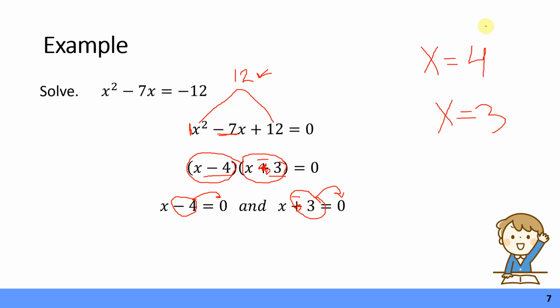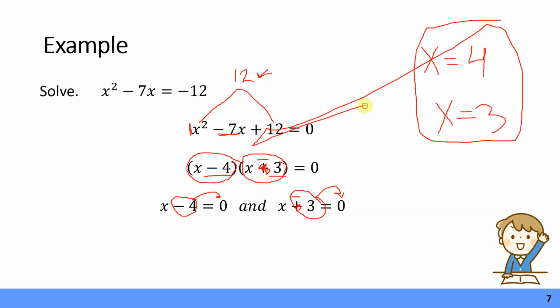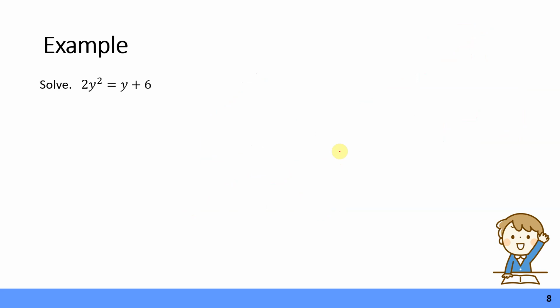So look at that. That's how you solve these problems. This is what we call factoring and the zero factor property. Okay, so you factor out, and then once you have it factored out, you just set each one equal to 0, and that's how you get your answers.